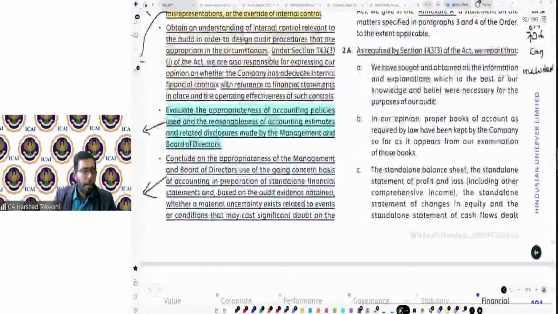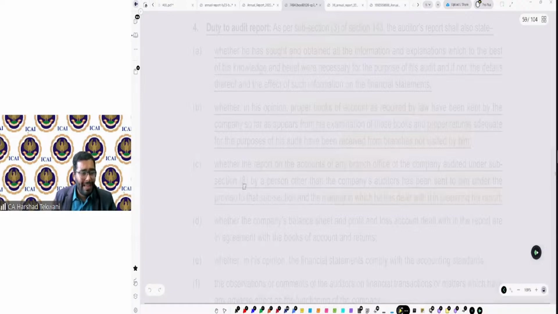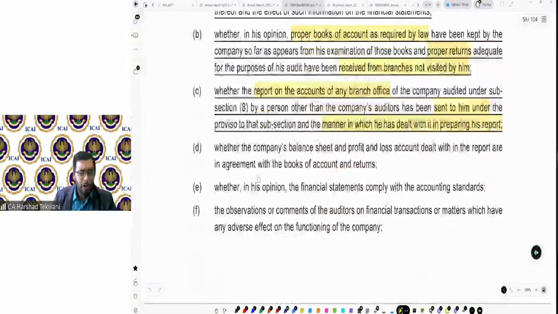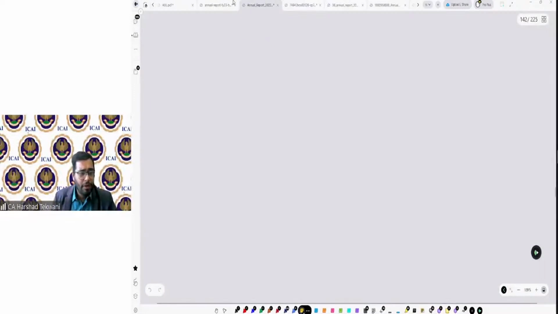Fine. Then the next point is with respect to whether the balance sheet and profit and loss account dealt with in the report are in agreement with the books of account or not. So whether the company's balance sheet and profit and loss account dealt with in the report are in agreement with the books of accounts and returns or not. So how is it usually reported?